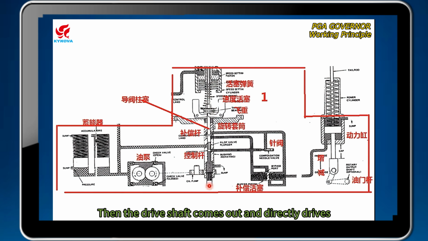Then the drive shaft comes out and directly drives the rotating sleeve, which in turn drives the oil pump. The oil pump provides the system with hydraulic oil. When the oil pressure is too high, it will also release the oil pressure through pressure relief automatically.